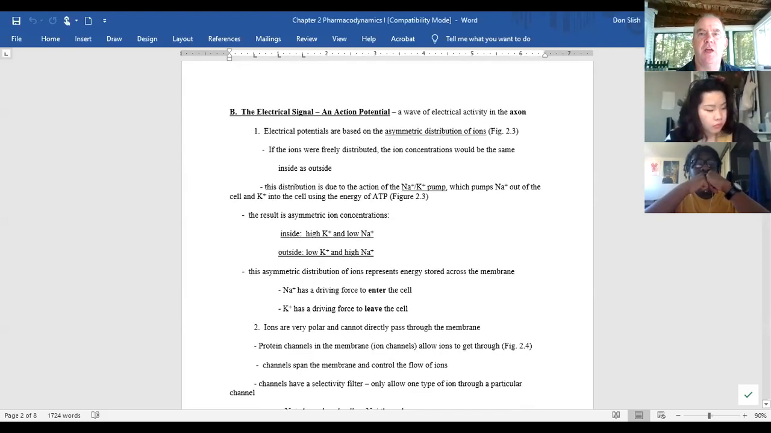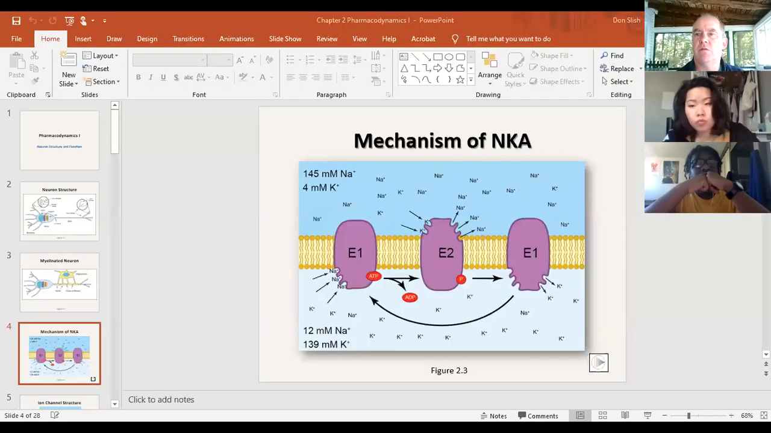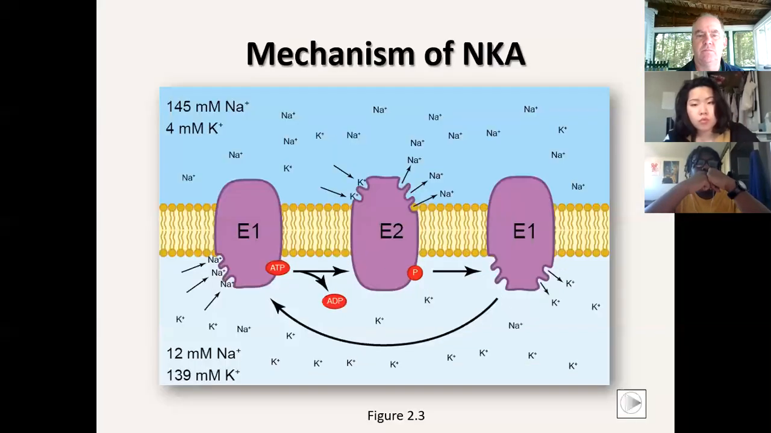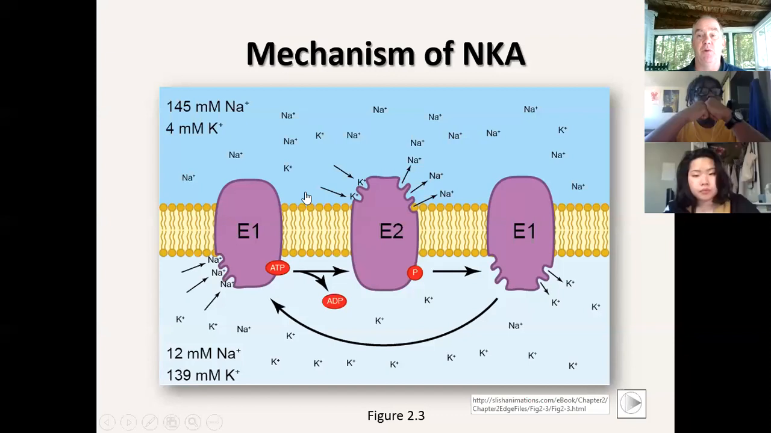Okay, action potential. So we're going to start out talking about the action potential now. An action potential is basically a change in the membrane potential. So to talk about the action potential, we have to talk about the membrane potential first. So the membrane potential is set up by 2 different things. One is the fact that you've got an asymmetric distribution of ions.